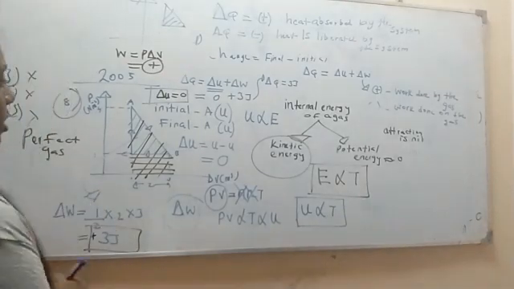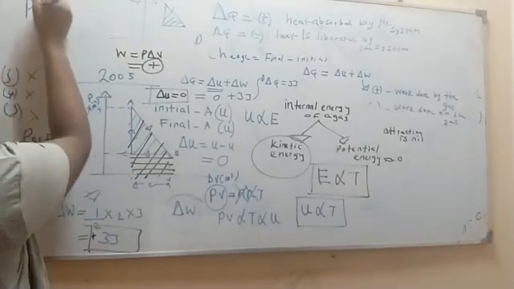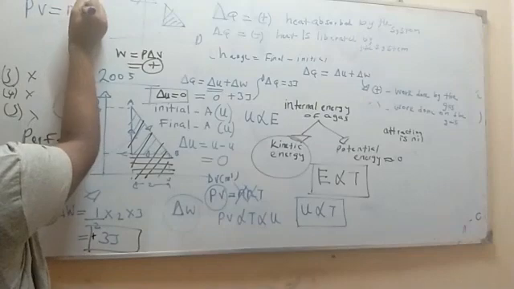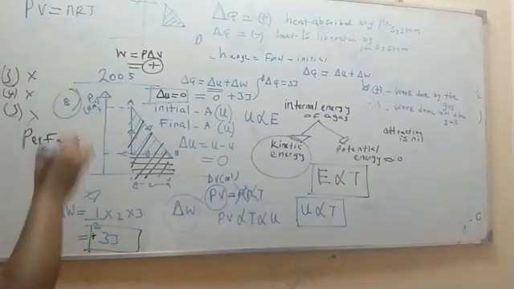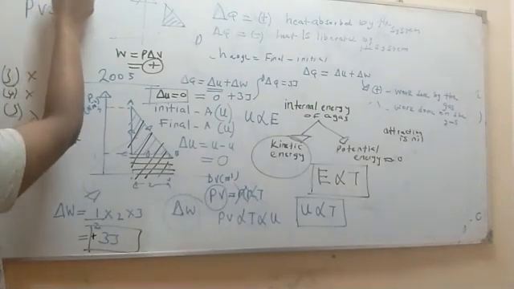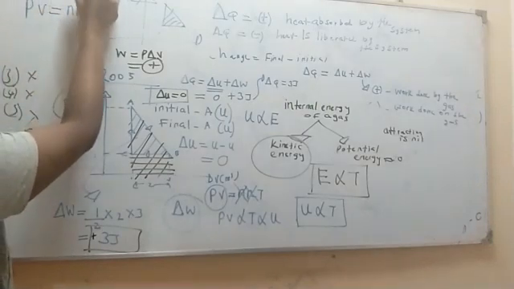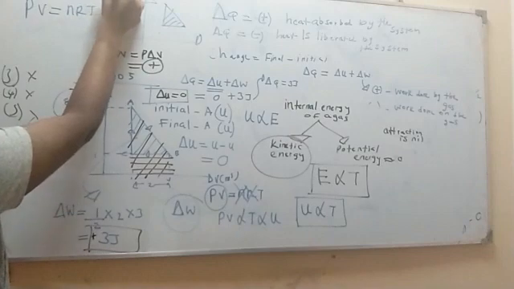So what is this? PV is equivalent to nRT. This we call the ideal gas equation. It is also in physics. We will study it under a separate section. This we call the ideal gas equation. Okay, then I'll explain it.